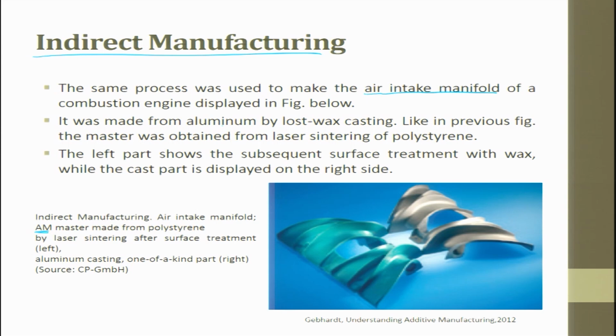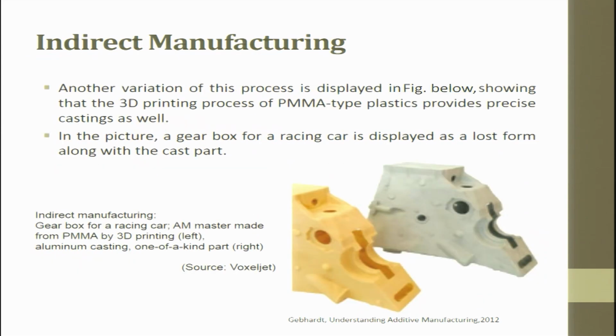The left part we have already seen. Another variation of this process is displayed in this figure, showing 3D printing process of PMMA type plastic. These are all plastics provided for precise casting as well. In this picture, a gearbox for a racing car is made. So, indirect manufacturing is effectively used today in aero, in auto and in consumable products.